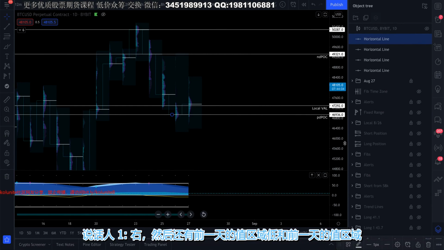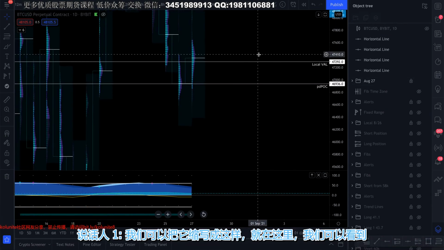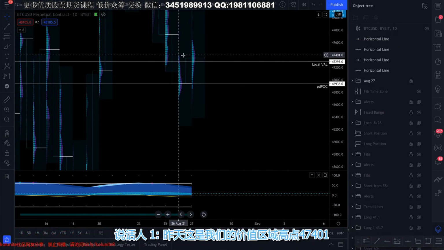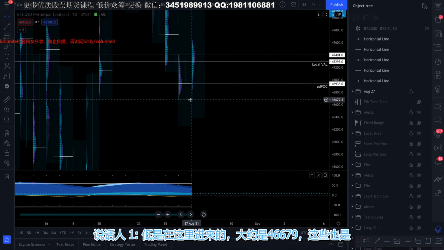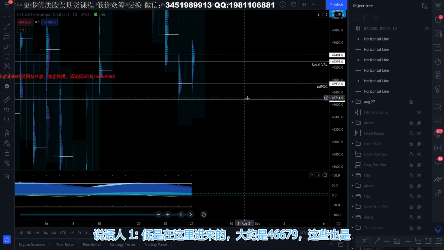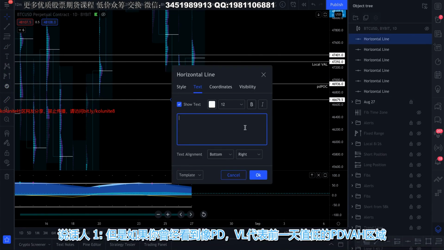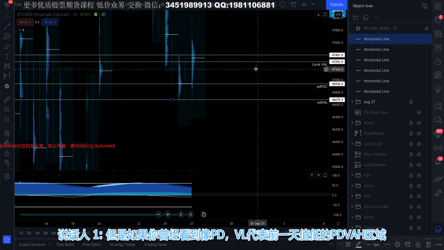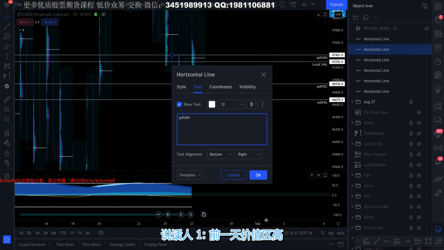And then also the previous day value area low and the previous day value area high, we could abbreviate like this too. Right here, we can see that yesterday our value area high was at 47,401. We could put a line right here, and our value area low was coming in right here at about 46,679. Some people like to keep these areas on their chart as well. I usually don't, but if you ever see PDVAL, that stands for the previous day value area low. PDVAH, previous day value area high.